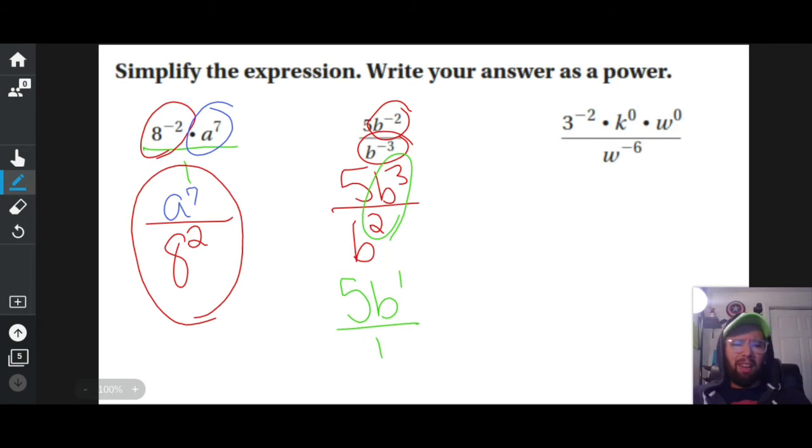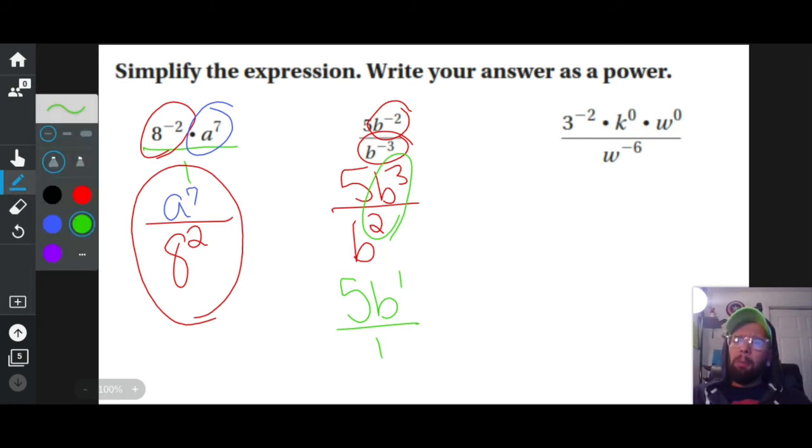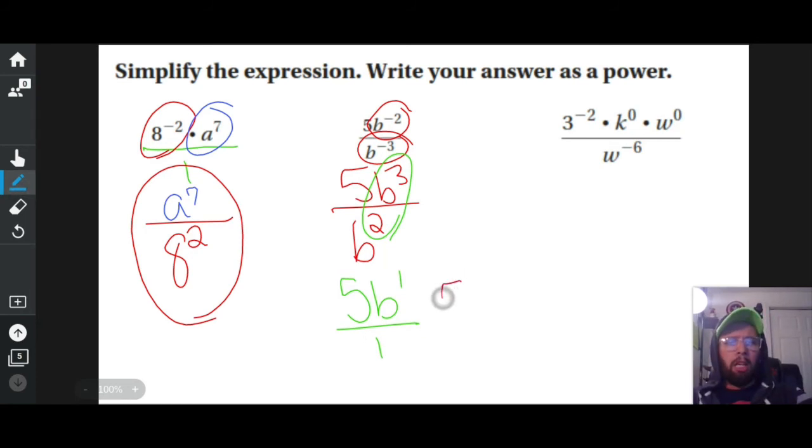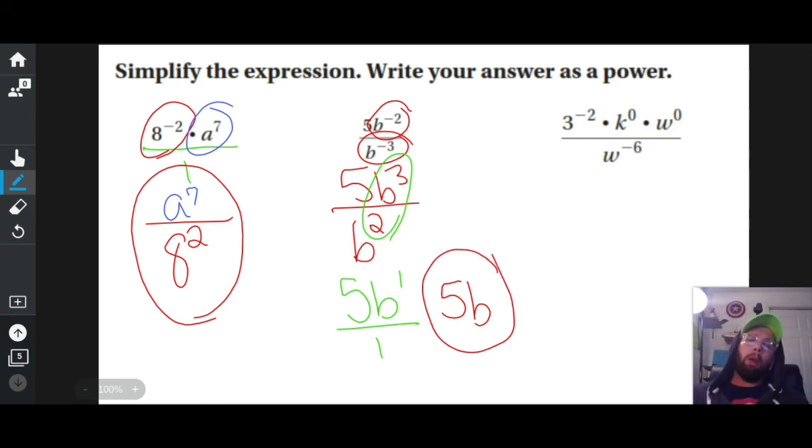There's 2 things here that I don't need. First off, I don't need b to the first, so I'm going to keep it as 5b. Because there's just one b. Why not write out 1b? And when I divide by 1, I just get the answer anyway, so I don't need the over 1 part. You never need an over 1, but you do need the 1 if it's in the numerator.